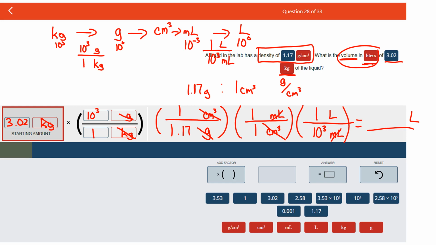And if you're really wanting to see what I was just saying about that 10 to the third cancels, you can plug it in both ways and see. If you did 3.02 divided by 1.17, or if you did 3.02 times 1,000 divided by 1.17 divided by 1,000, it's going to give you the same answer.